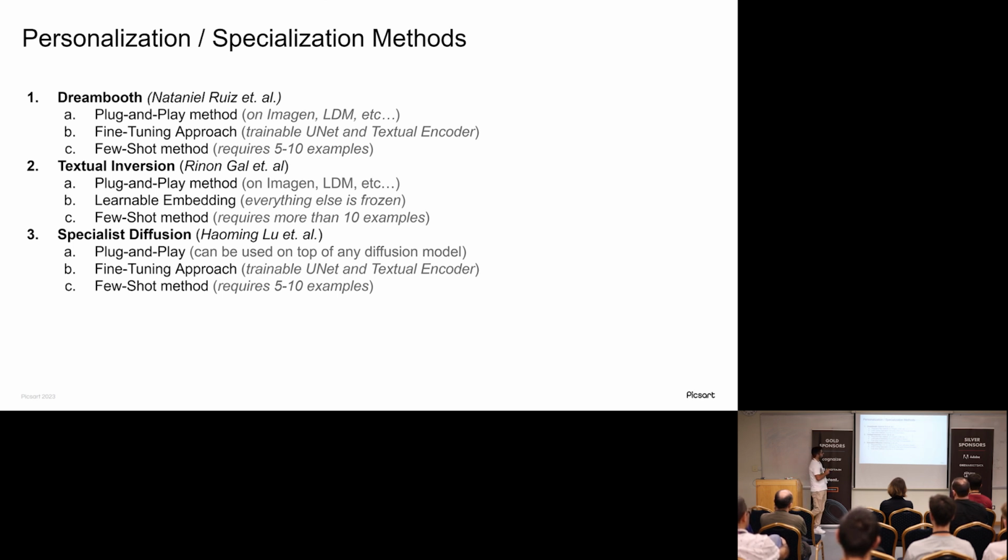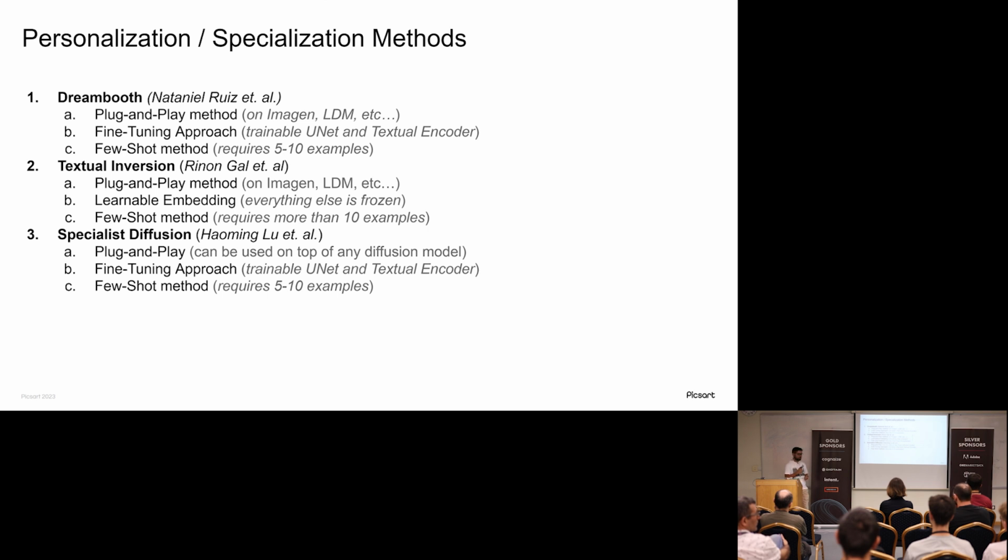It is a fine-tuning approach, which means we have to train certain parts of the architecture, mainly the UNet architecture and the text encoder, to learn our styles. And the third feature is that it is a few-shot method, which means we require very few examples, 5 or 10 examples. This is very important because, as I mentioned, existing diffusion models are trained on millions or billions of images and text, and if we want to fine-tune our method, we are going to have to collect some images.